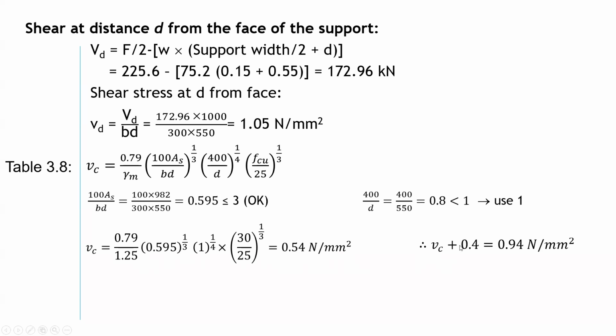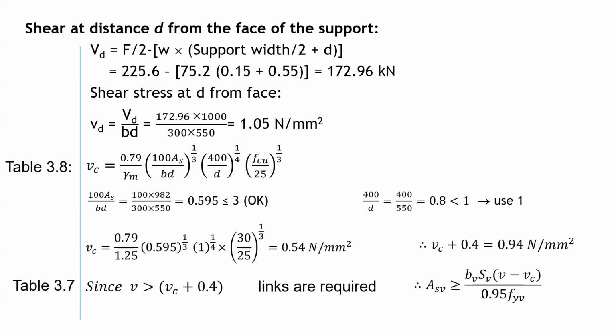Now we can calculate the vc plus 0.4. vc plus 0.4 equals 0.94. The vc plus 0.4, as I explained, is the shear stress carried by the concrete plus the minimum links. So we can see here that the shear stress at a distance d, which is 1.05, which is the critical section, is greater than vc plus 0.4. 1.05 is greater than 0.94, and therefore we will need to design for links. Links are required more than the minimum, and we have to design for them.